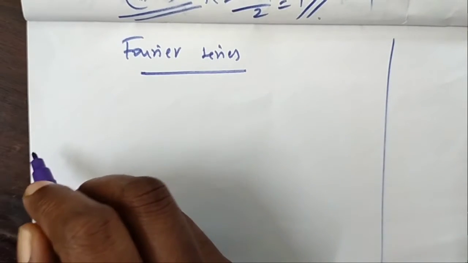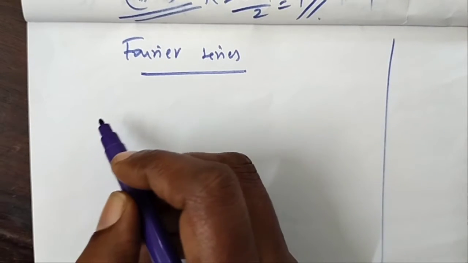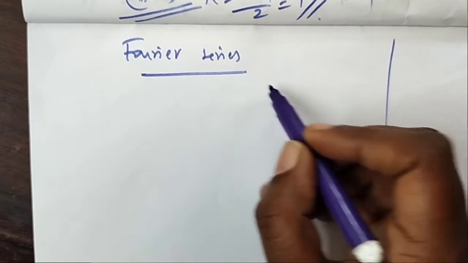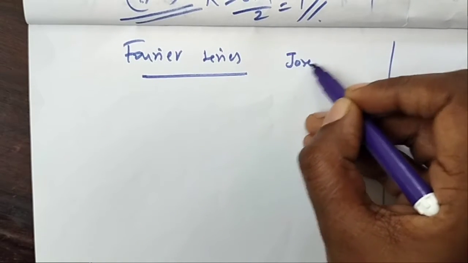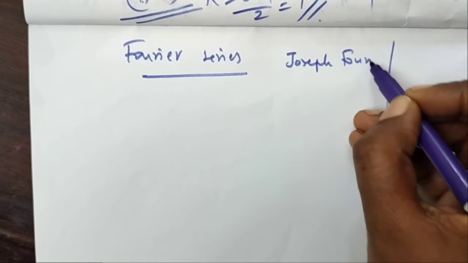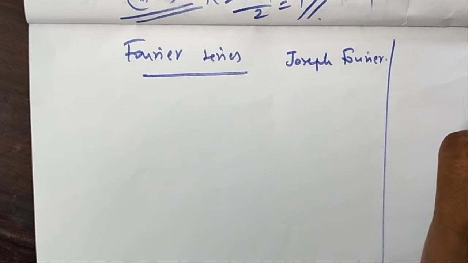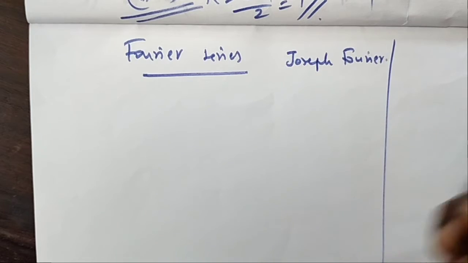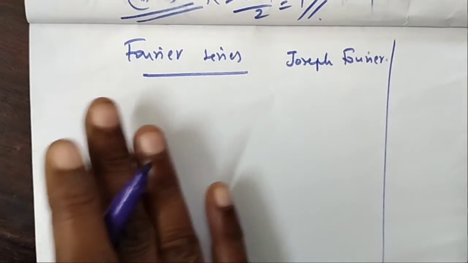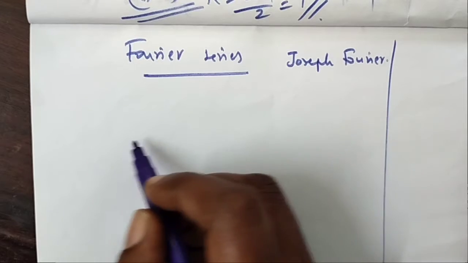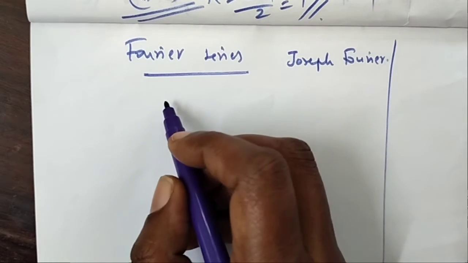Next is Fourier series. So Fourier series is an important series. The series was developed by Joseph Fourier when he invented the heat equation. Okay. So the solution of heat equation solution is where we mainly apply Fourier series. So what is Fourier series?